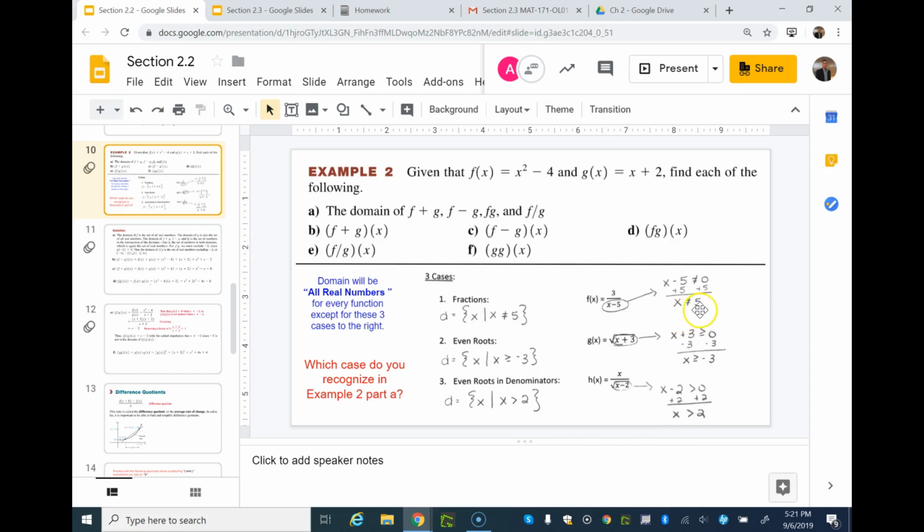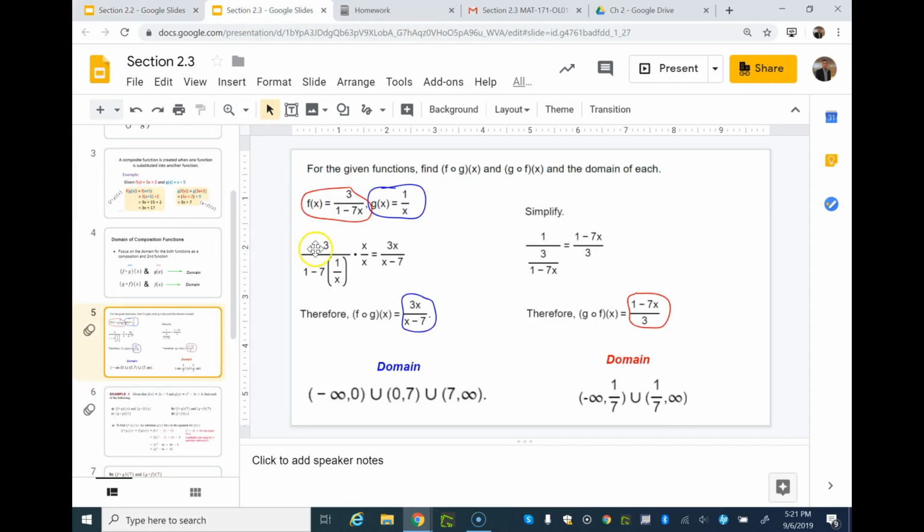For this one, it'll be 5. This one will be -3, and this one will be 2. These are the only numbers that are going to cause a red flag for each of these functions. In all other cases, the domain is all real numbers. If you don't see a fraction, you don't see a square root, and you don't see a square root plus a fraction, then the answer is going to be all real numbers, and we designate it as negative infinity to positive infinity.